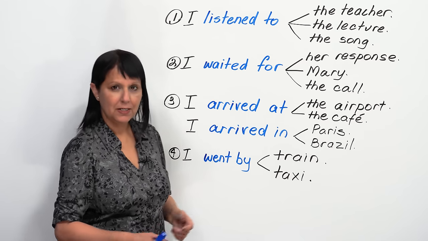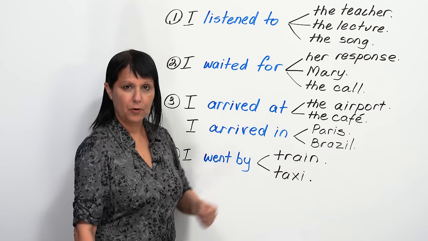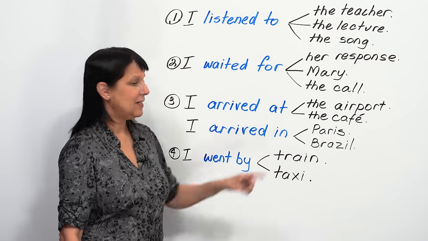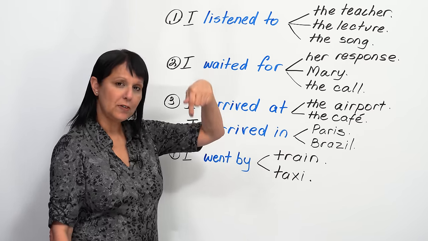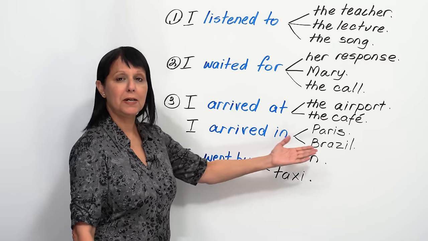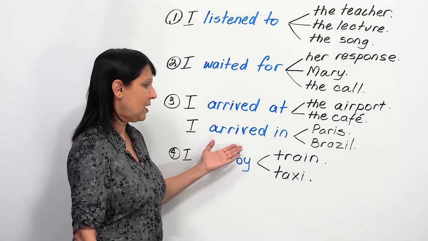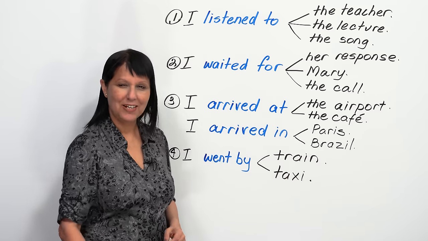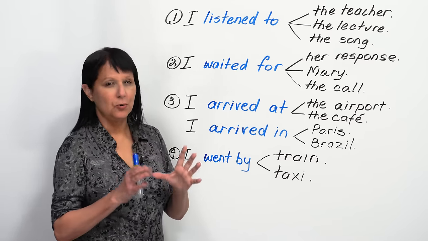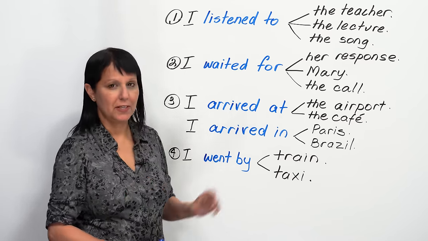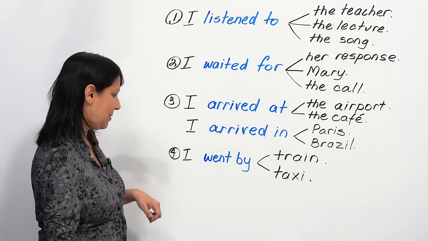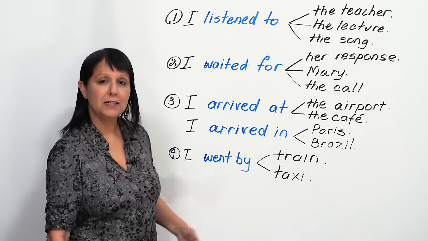Next, say it with me. I arrived at the airport. I arrived at the cafe. Okay? So as I mentioned, arrived at is for a specific place, but here we say, I arrived in Paris. I arrived in Brazil. Okay, good. And again, there's that special lesson just on arrived, okay? Because there are more examples with arrived than just the ones I've shown you here. So if you want to really lock that one down, watch that other lesson as well. Number four. I went by train.